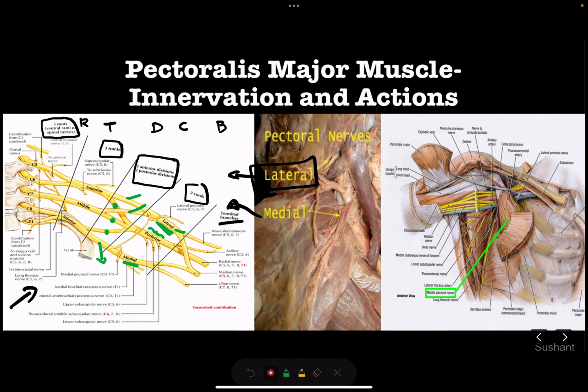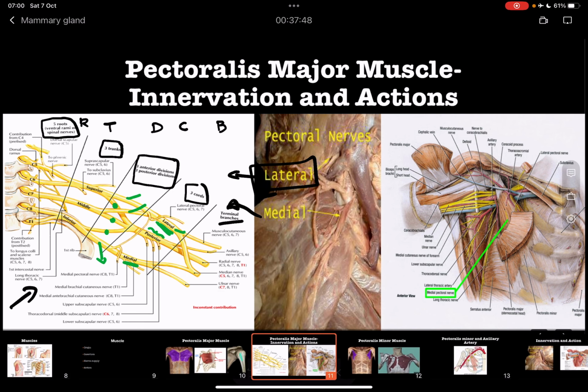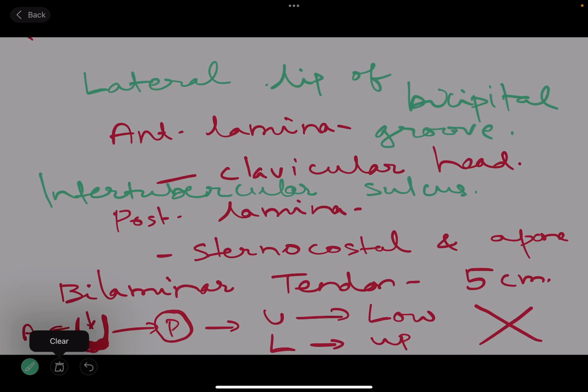Now coming to the actions of the pectoral muscles, right? When the whole muscle is acting, meaning the entire muscle, okay? So speaking of the actions of pectoral muscles, okay?